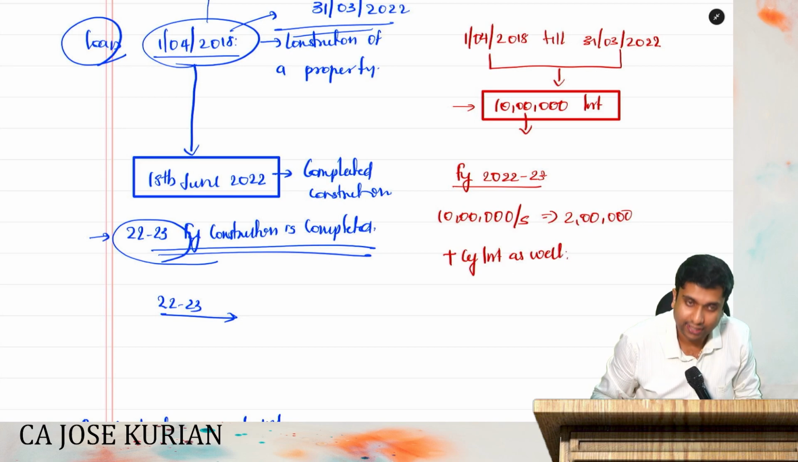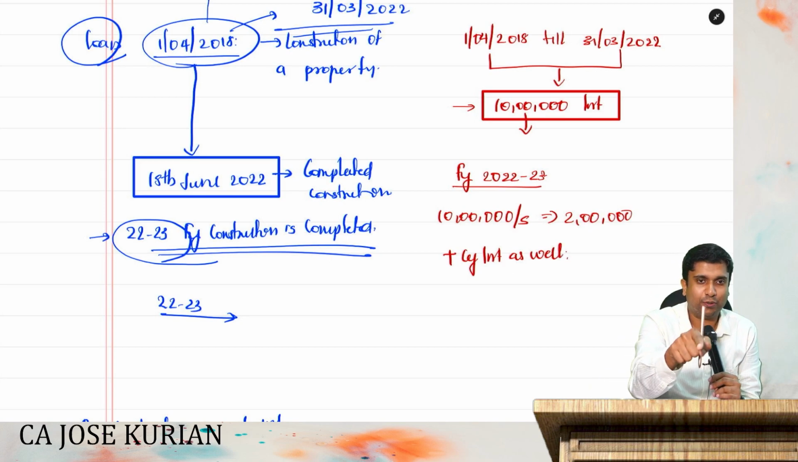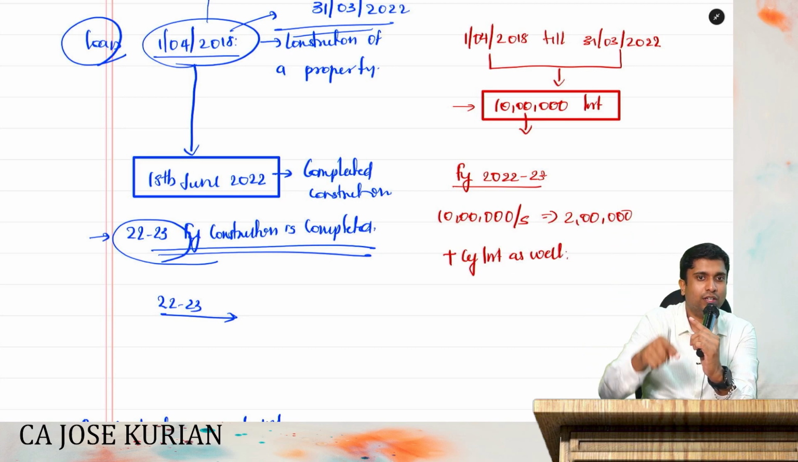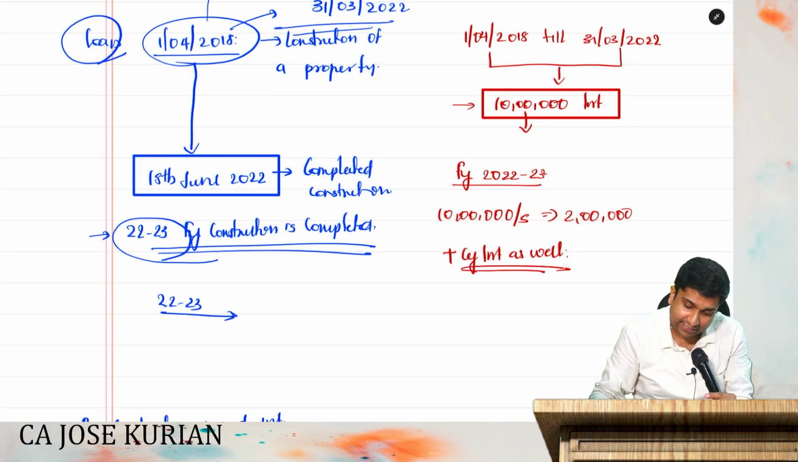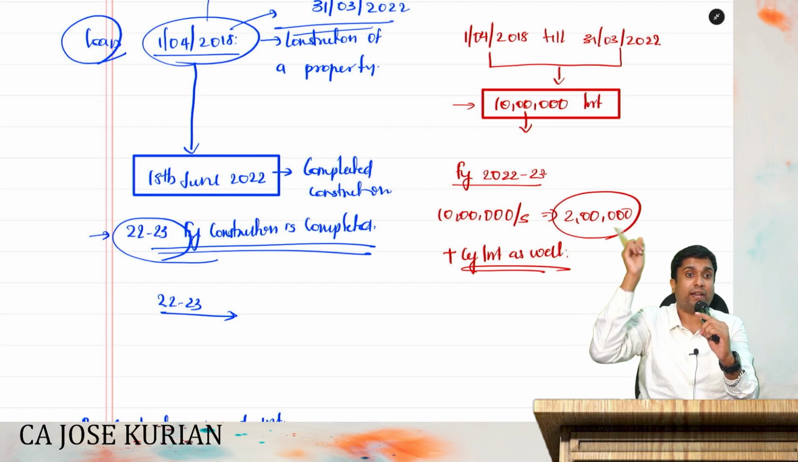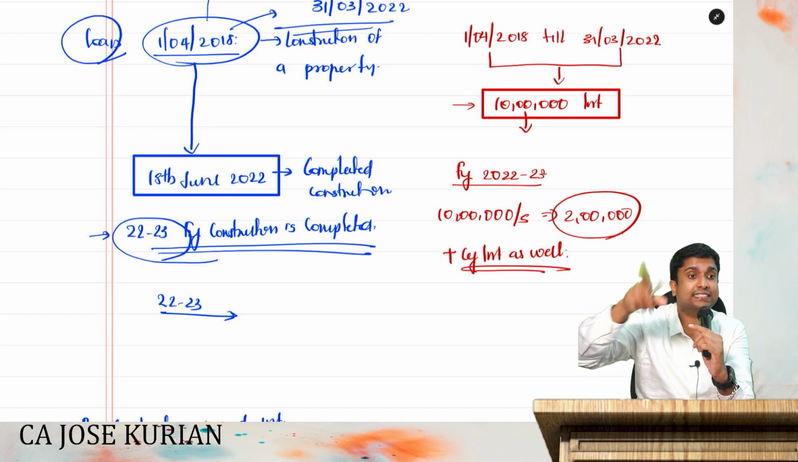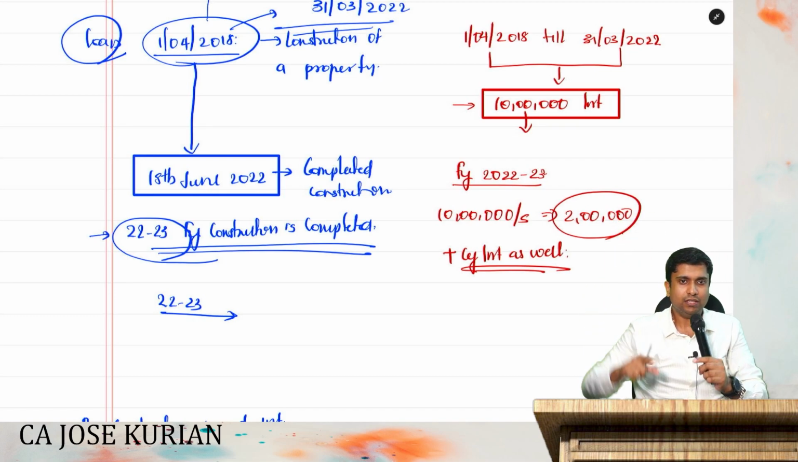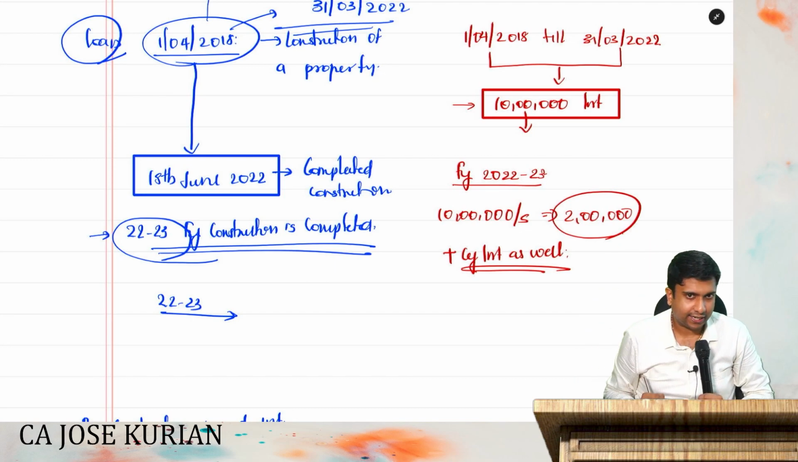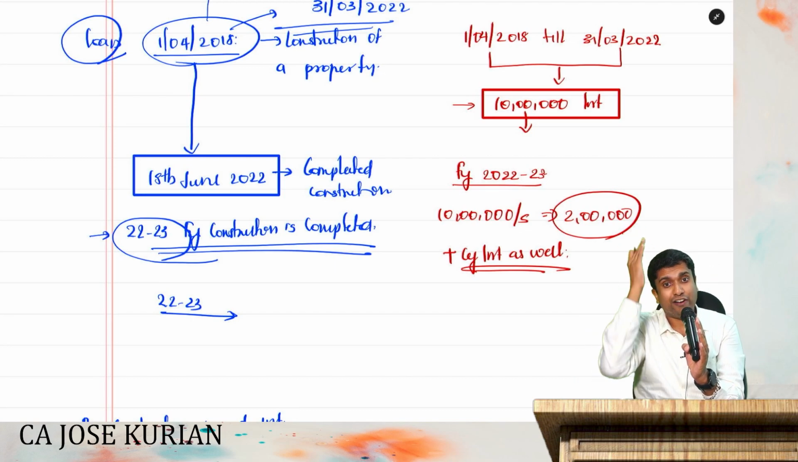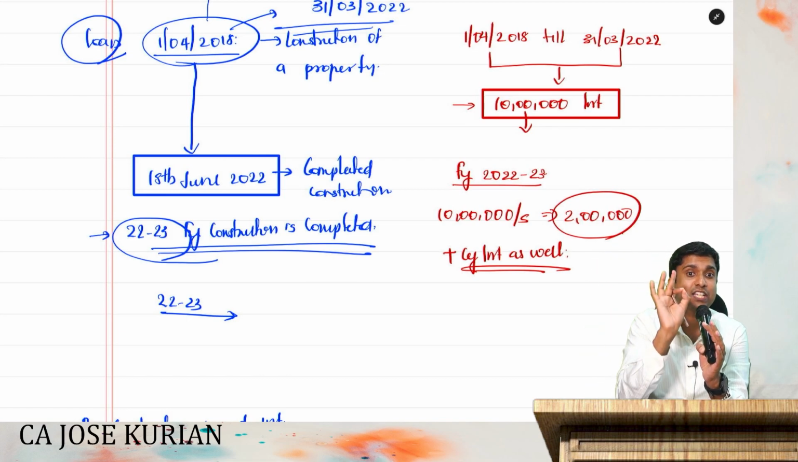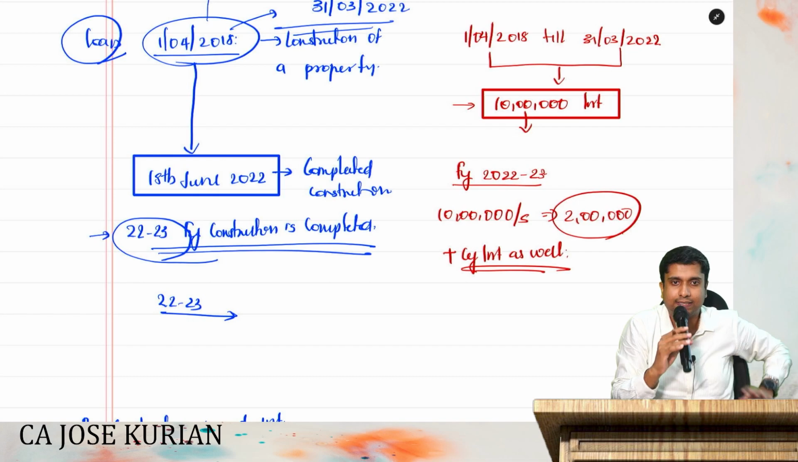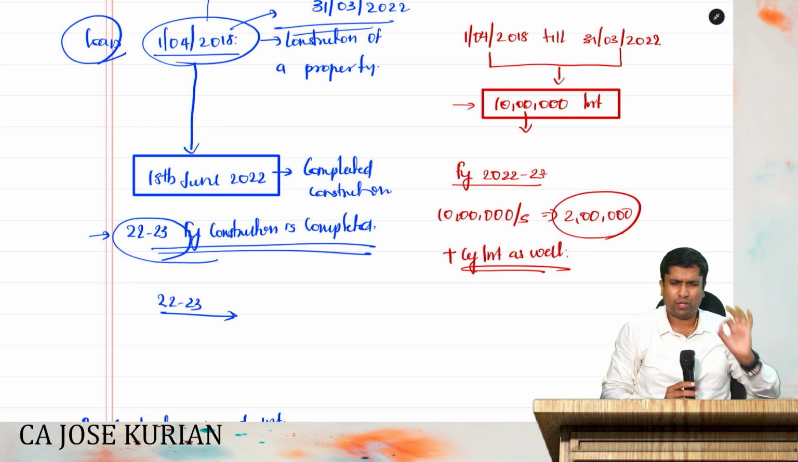What is current year interest? See, for 22-23, if there is a pending loan, you need to pay interest. Yes or no? Along with the current year interest, you can claim 1/5 of the pre-construction period's interest as well. That's what the department says. Are you all listening? So it is only a simple point.